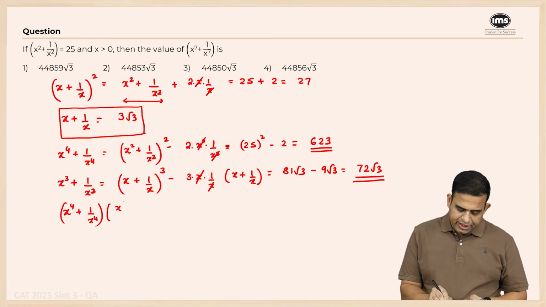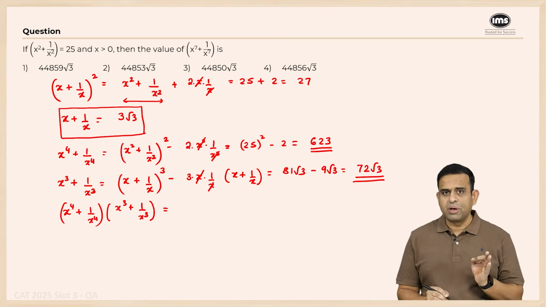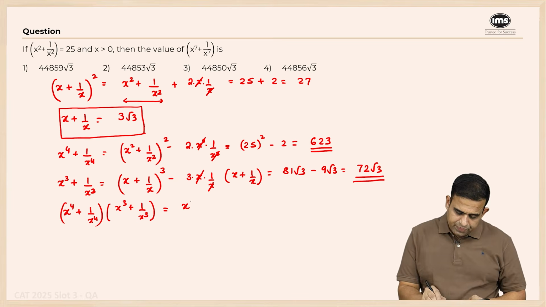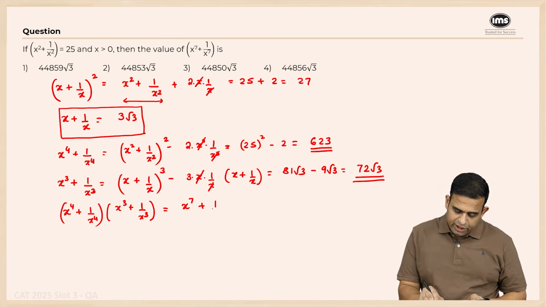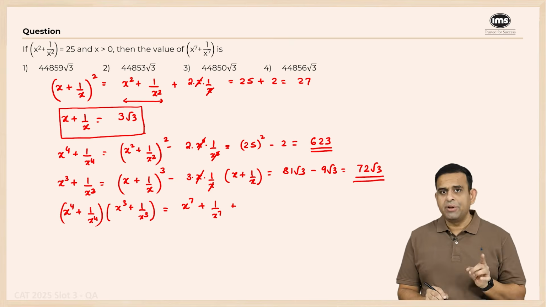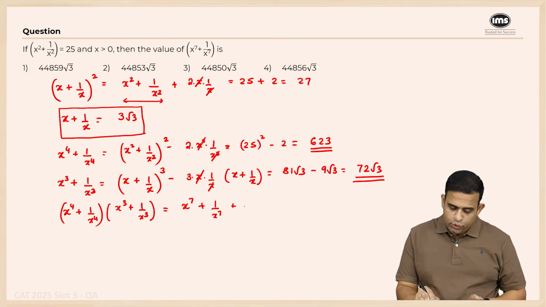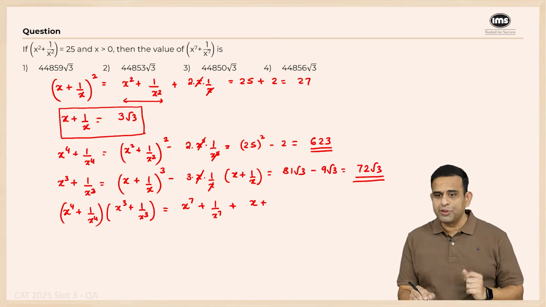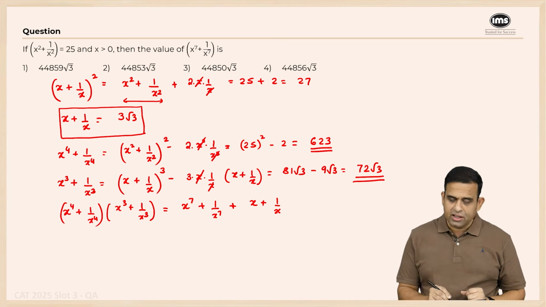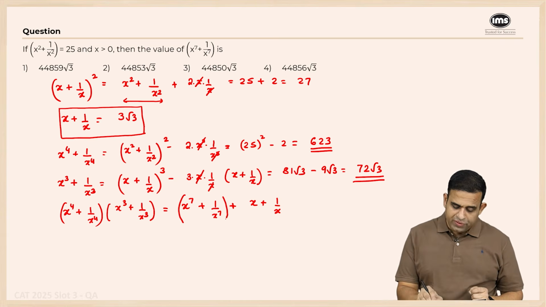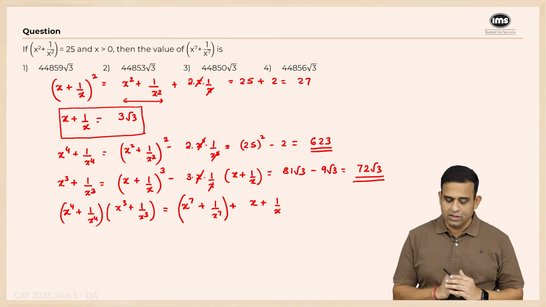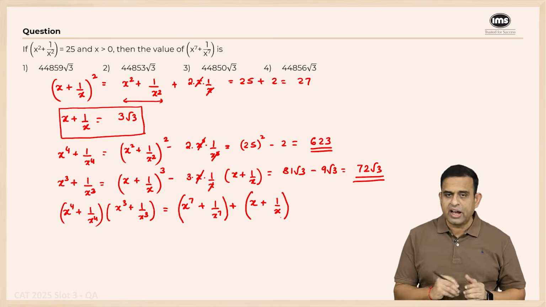If you multiply x power 4 plus 1 upon x power 4 times x cube plus 1 upon x cube, this result will give you x power 4 into x cube, which is x power 7. Then 1 upon x power 4 into 1 upon x cube will give you plus 1 upon x power 7. Now the term x power 4 into 1 by x cube will give you x. And the term 1 by x power 4 into x cube will give you 1 by x. These are the four terms you get in the expansion. And our task was to find out the value of x power 7 plus 1 upon x power 7. And even this value is known to us as 3 root 3.